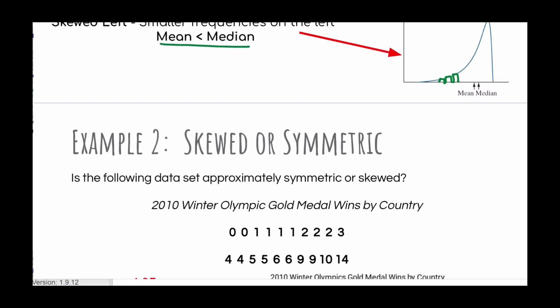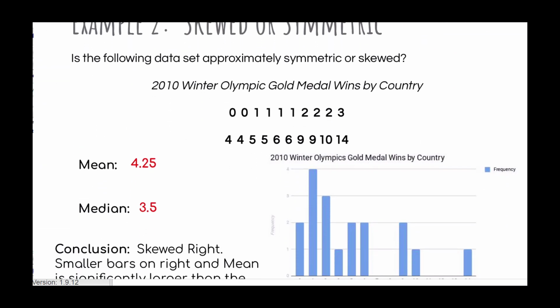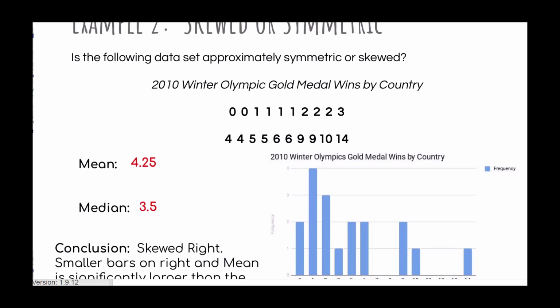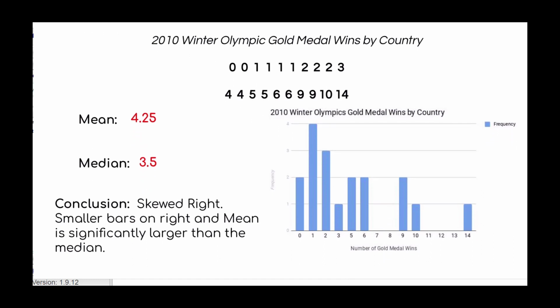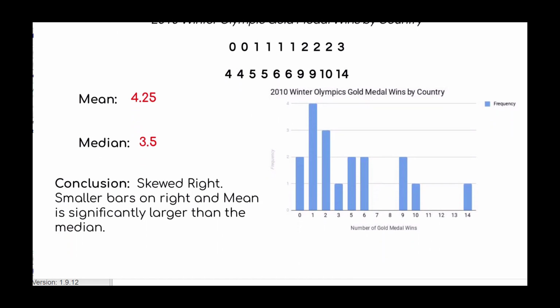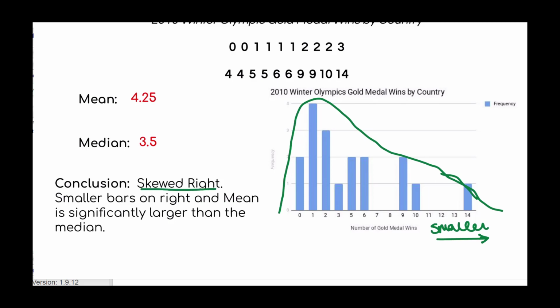So skewed or symmetric: is the following data set approximately symmetric or skewed? It has the gold medal wins by country. I would say, if you were trying to draw the shape here, it's not perfect, but it does look like the taller bars are on the left and the smaller bars are over here on the right. The smaller bars are on the right. So if that's the case, then it is skewed right.